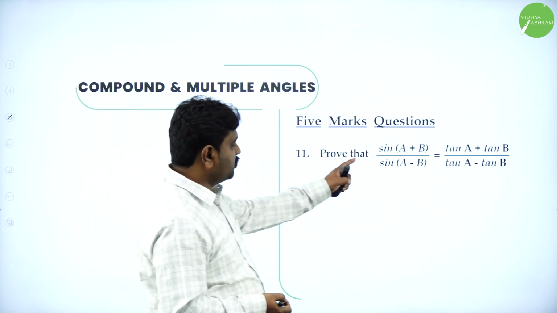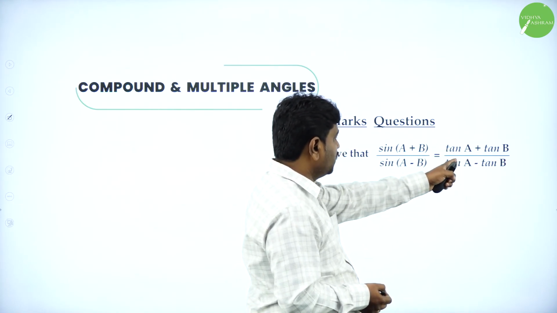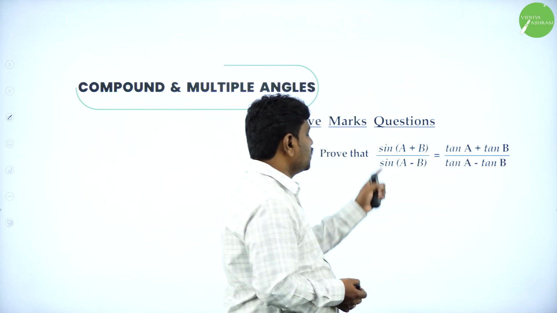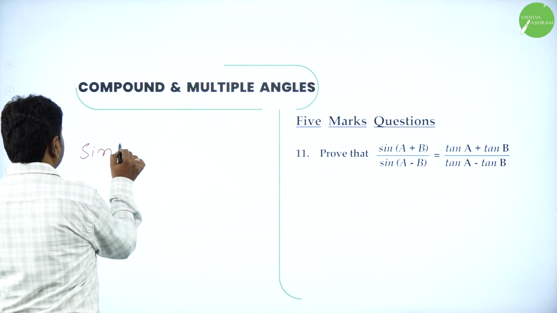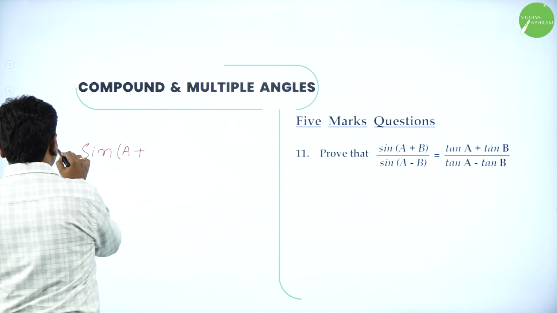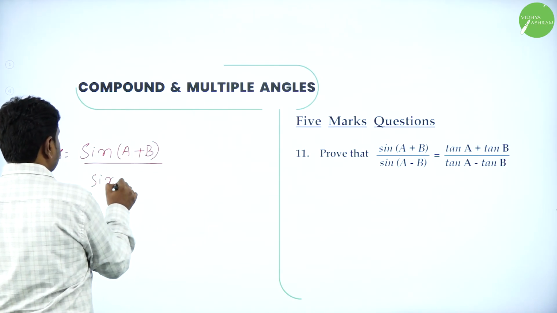Prove that sin of A plus B by sin of A minus B is equal to tan of A plus B by tan A plus tan B by tan A minus tan B. So expand both the terms and divide by common term. So now sin of A plus B, LHS you take, by sin of A minus B.